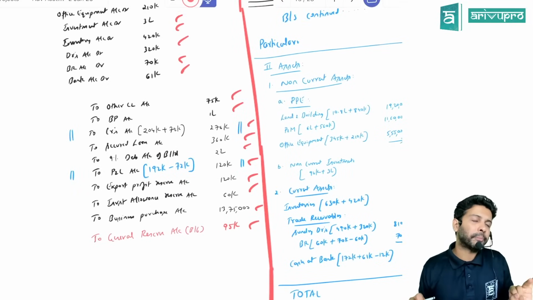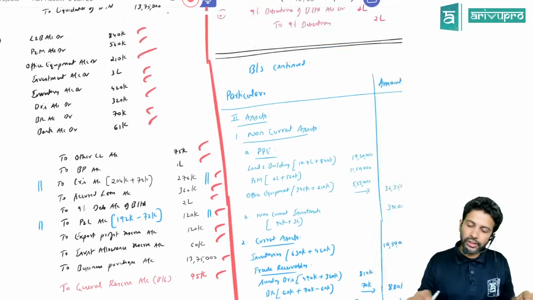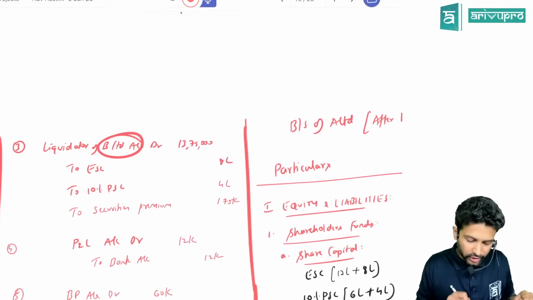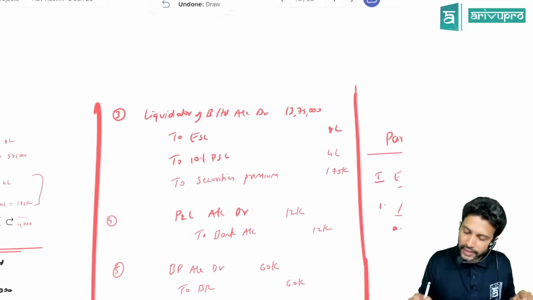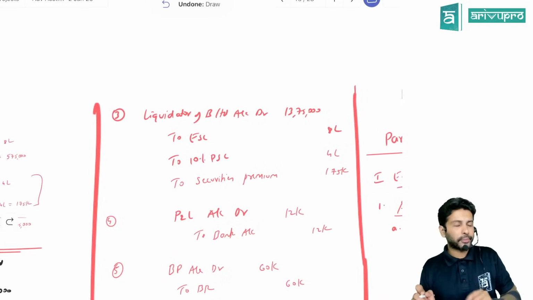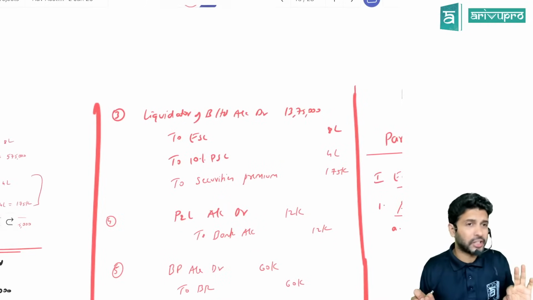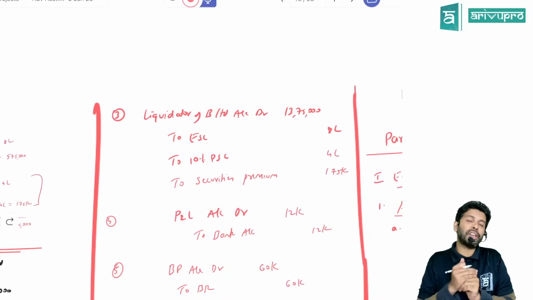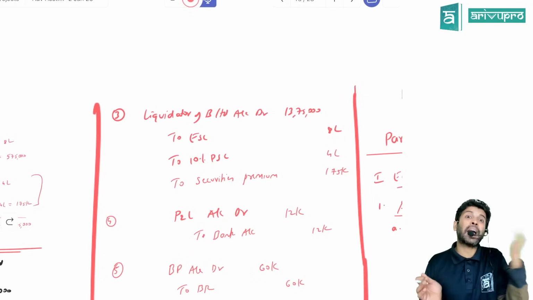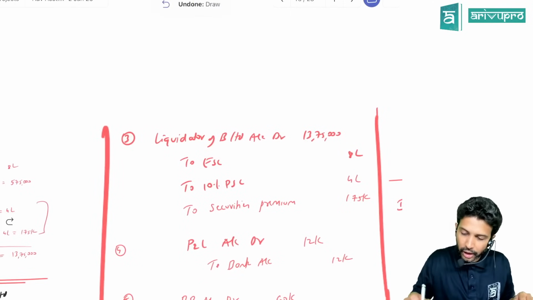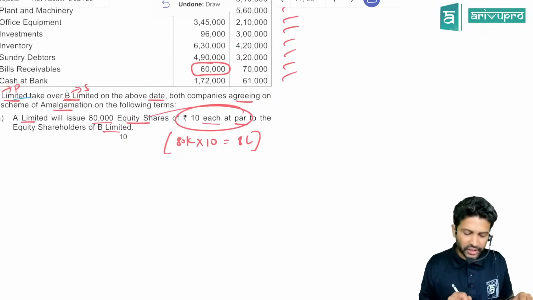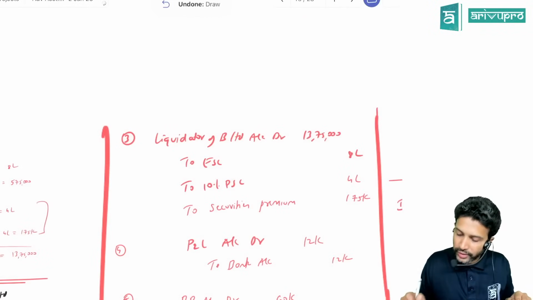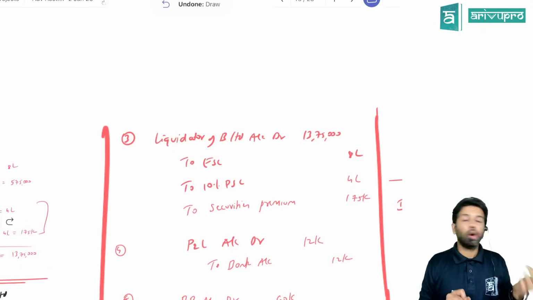What is the third entry? Settlement to liquidator. What is the liquidator's settlement? Liquidator of B Limited account debit. How much do we need to pay the liquidator? 13 lakh 75,000. What all did we give the liquidator? Some equity shares and some preference shares. If a company issues equity shares, can you write equity shares or equity share capital? Equity share capital. How much was the equity share capital value? 8 lakh rupees. And these equity shares are issued at par only. So to equity share capital, 8 lakh. To what?